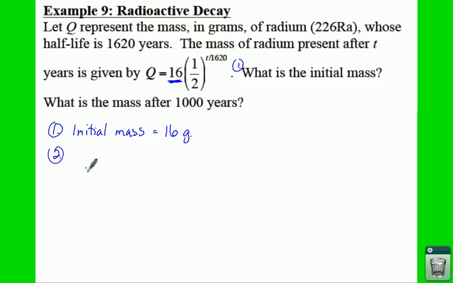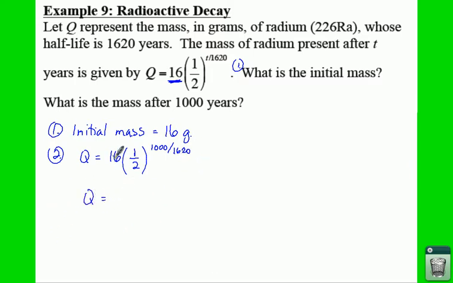Second thing you have to do is just evaluate this after 1,000 years. So we're going to plug in and figure out what our quantity is. Now if it's getting smaller, we should get a value that is less than 16. At least that's your goal. If you have decay, something is getting smaller. So after 1,000 years, you're going to take 1,000 divided by 1620. So you just go ahead and evaluate this problem.